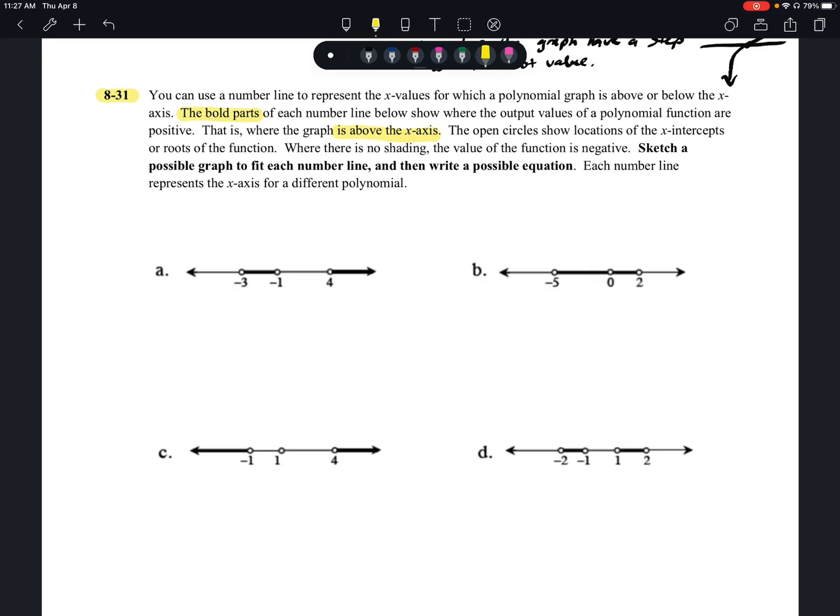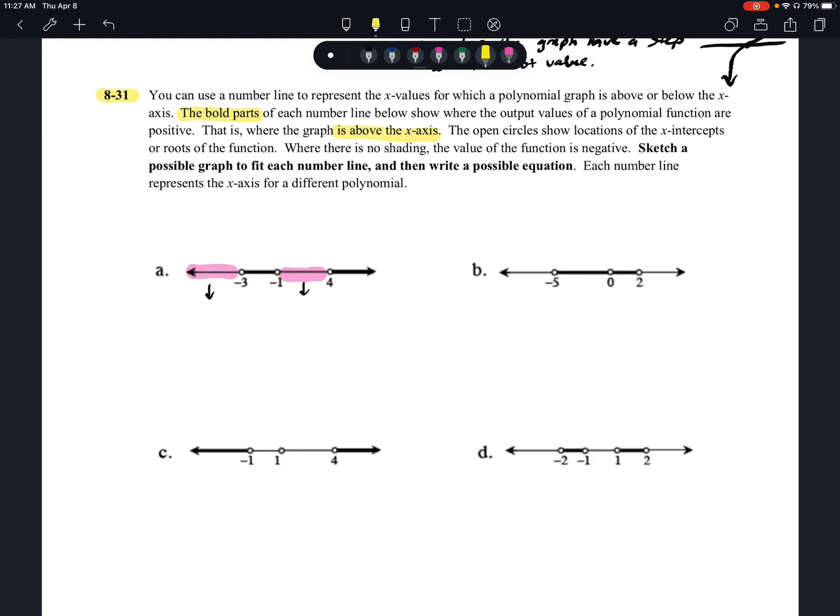All right, so we're looking at A. I like to just draw my graphs right over these number lines. I think that's probably easier. So what it was saying here is, where it's not bolded, so this region is not bolded, this region is not bolded, that tells us that our graph is below. Okay, so it's below here.